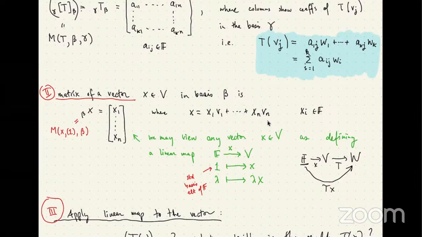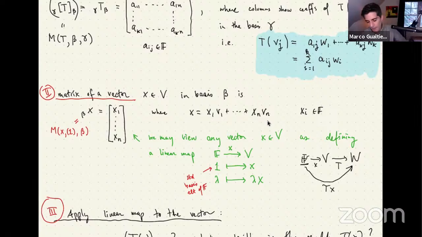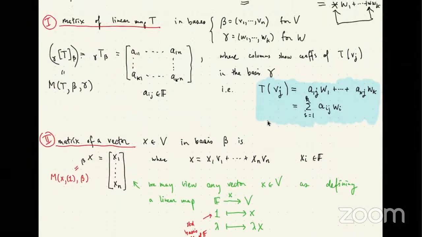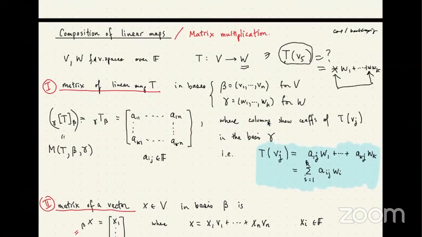Okay, I understand that, but what I was trying to get at was more like, you know how you can express x as x1 v1 plus all the way to xn vn, right? Can't you just express that as the coordinate vector, the column vector beta x, multiplied by the list beta? I see what you're saying. Would that be useful notation? Just one second. Okay, yeah, I know what you're talking about.